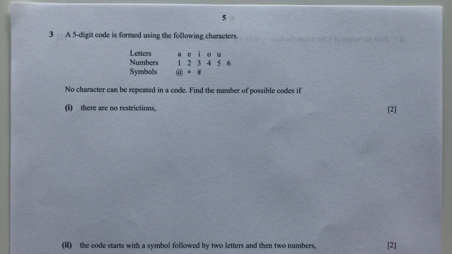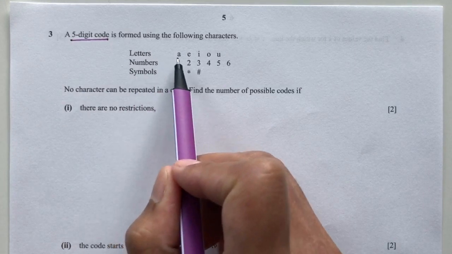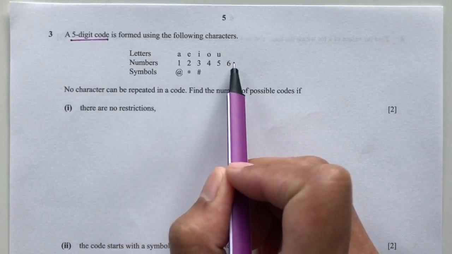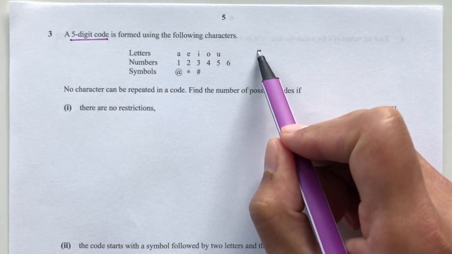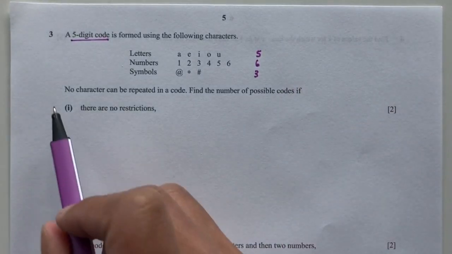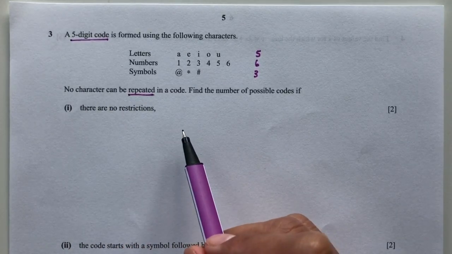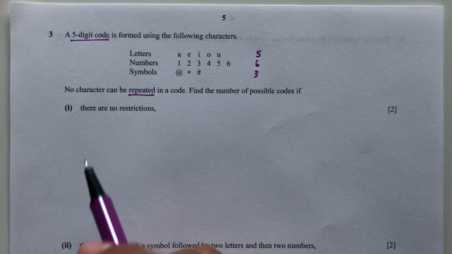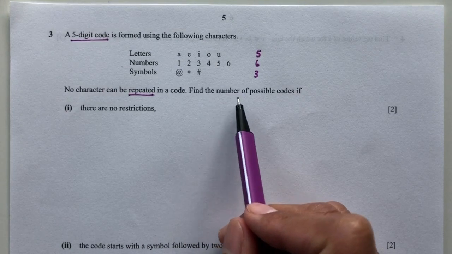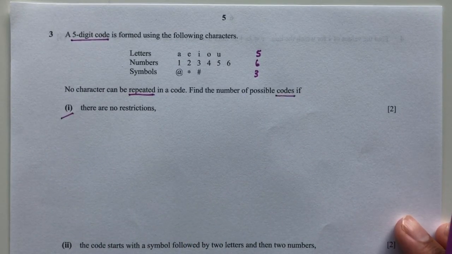It says we have to form a 5-digit code from these characters. So we have 5 letters, 6 numbers and 3 symbols. So no character can be repeated, so we can only use them once in every code that we produce. Find the number of possible codes if, first one is if there's no restriction.